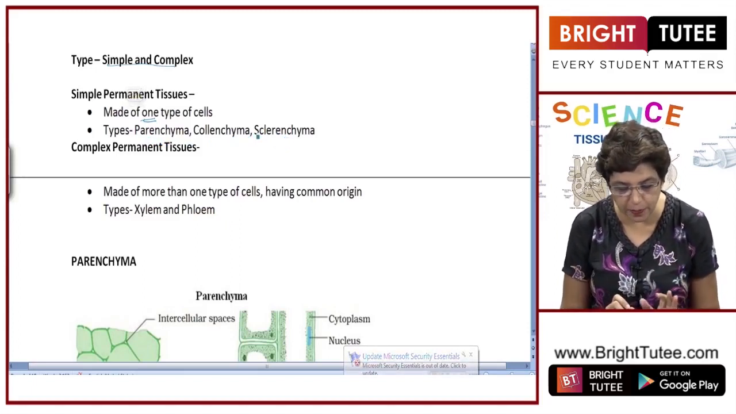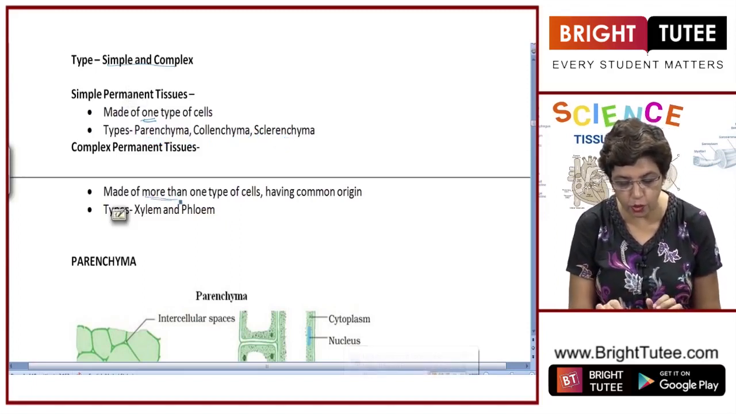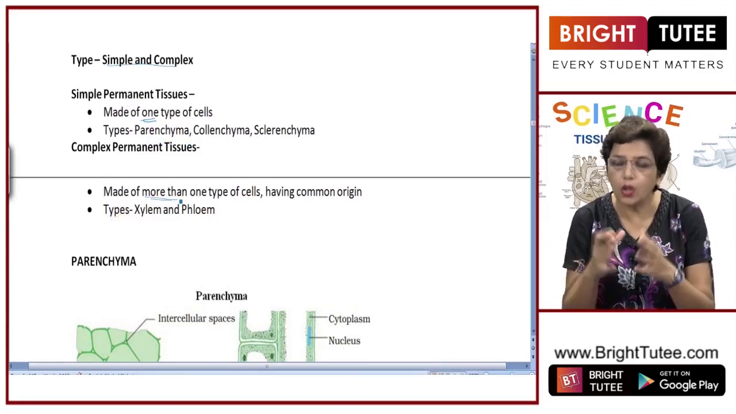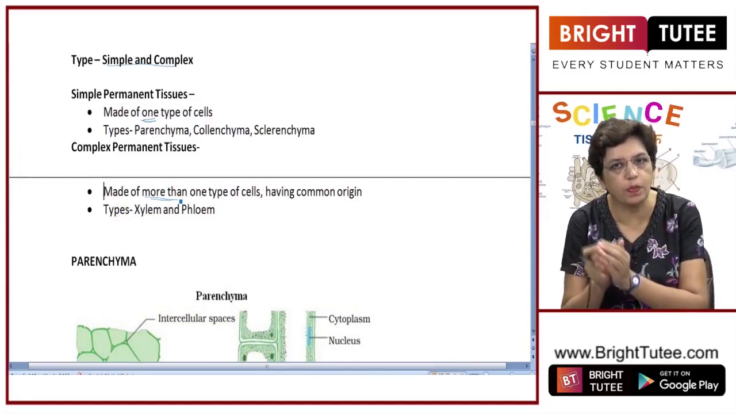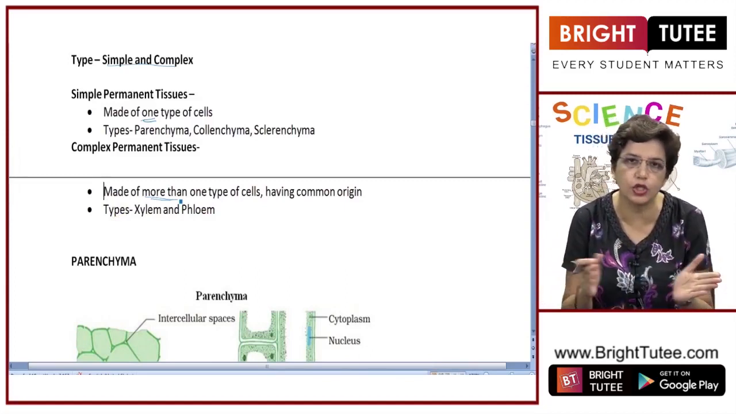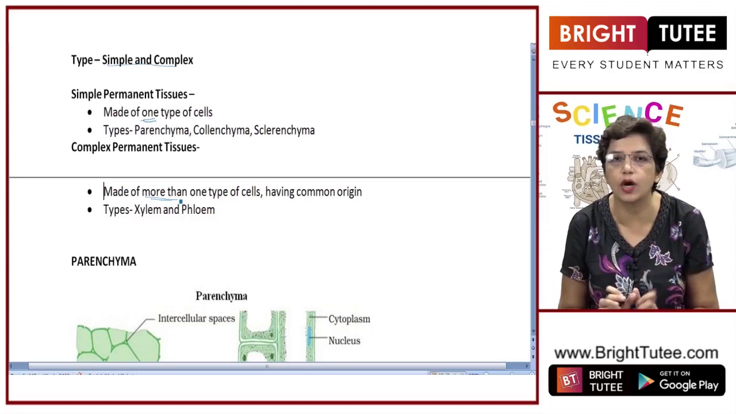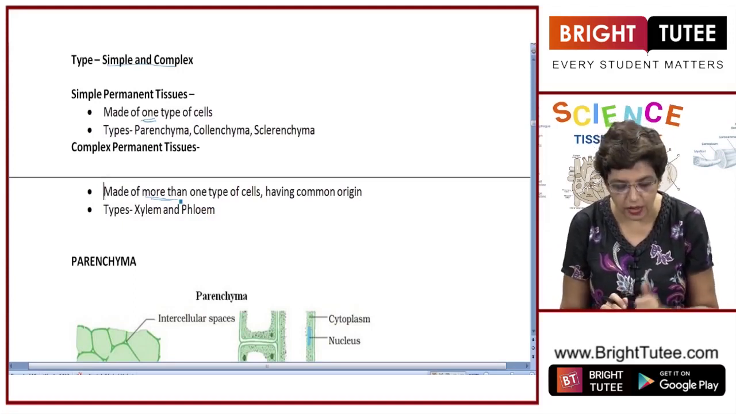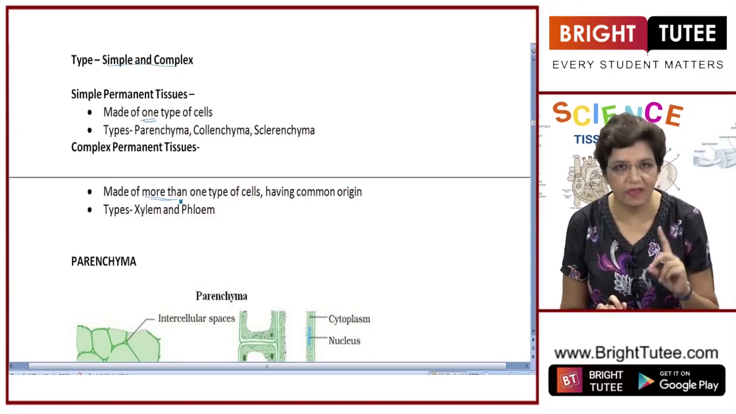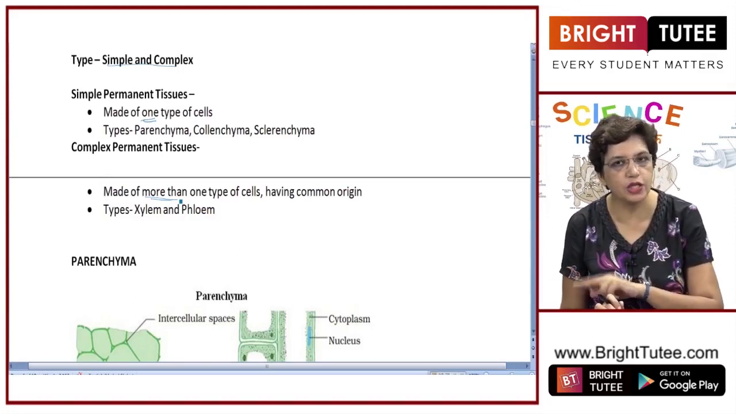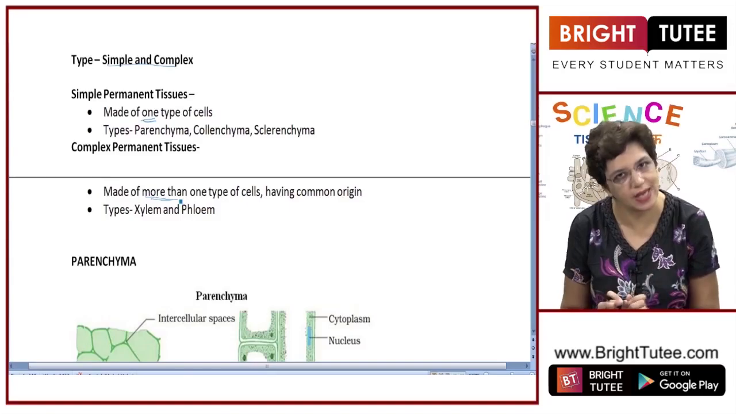On the other hand, complex permanent tissue is made up of more than one type of cell. Although the cells are of different types, the group performs a similar function. They have similar origin and similar function, but the cells are of different shapes and sizes. So, as the name suggests, simple permanent tissue has one type of cell, while complex permanent tissue has different types, shapes and sizes of cells.